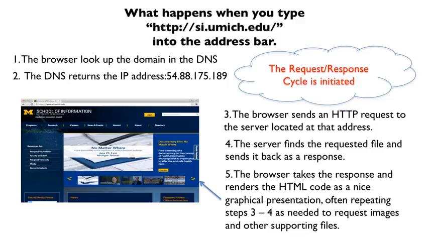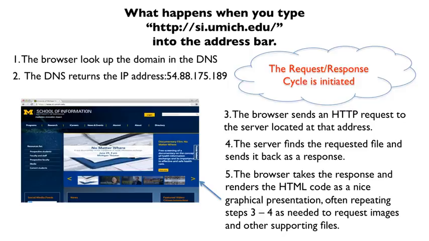The DNS is going to return the IP address that's associated with this entity. The browser then, armed with where it needs to go, is going to send an HTTP request saying, can you please send me your default document? The server finds the default document and sends it back to the client.